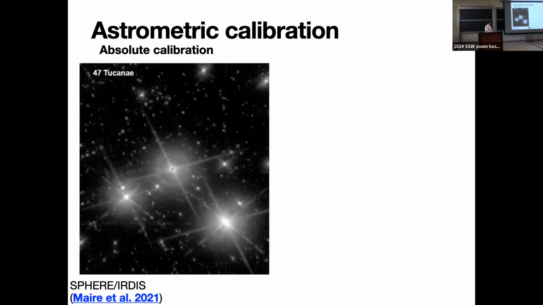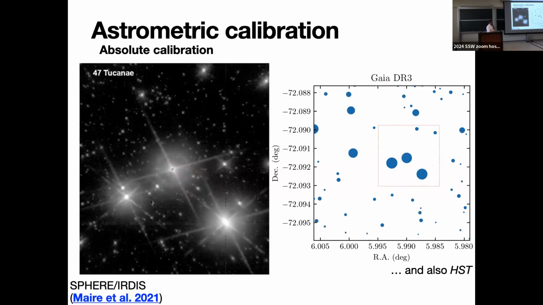So to link it to the celestial coordinate system, such that we know where north is in our images, we take data on astrometric fields, typically globular clusters. This is a nice image of 47 Tuc from SPHERE with one of the stars behind the coronagraph. And then we compare the pixel positions in our SPHERE data, or in our imaging data, to catalog values from Gaia or from HST, for example, which has very, very well calibrated astrometry.